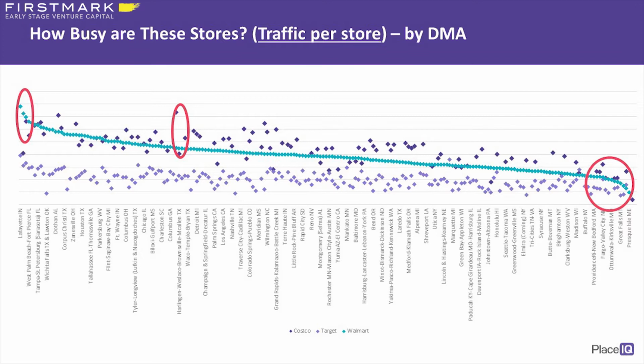So this is actually Walmart. This is all straight off our system. Walmart is the kind of cyan color here. So what you can see is we've now looked at every single DMA. We've looked at business per store.